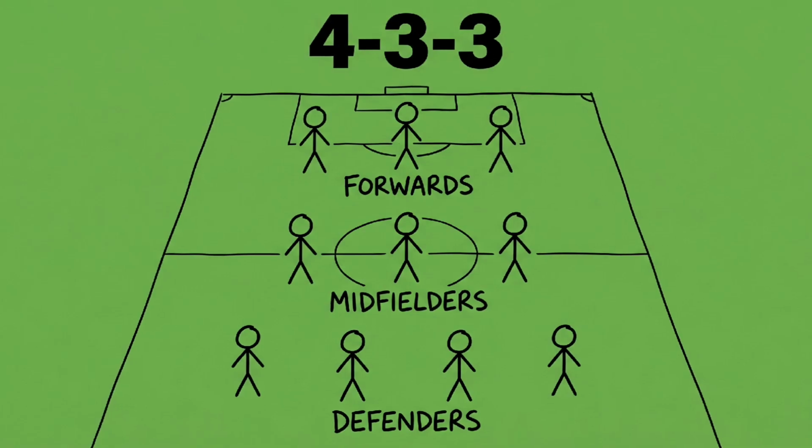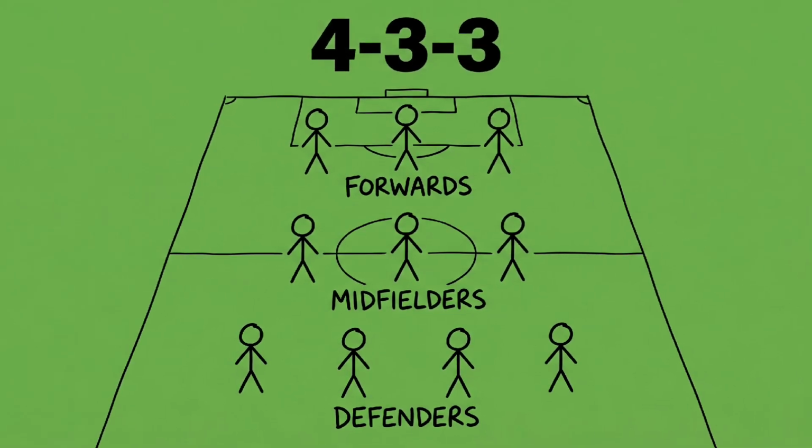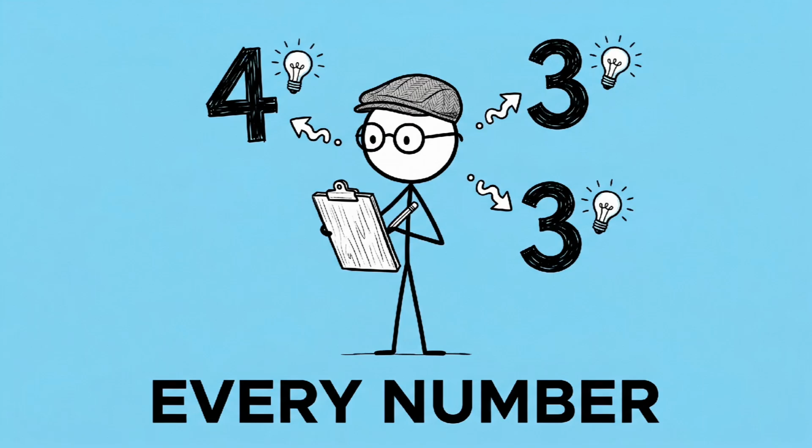Why 4 defenders and not 3? Why 3 midfielders and not 2? Every number is a decision. Every decision is a philosophy. And every philosophy came from a manager somewhere trying to solve a problem the previous system couldn't fix.